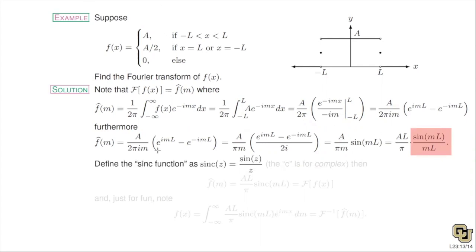So sine as in sine, and then c as in complex. So you'll see this function comes up in complex variables. The c part is for the word complex. So yeah, the sinc function is defined to be this sine of blah over blah. And so here I can write the Fourier transform of f of x as al over pi times the sinc of ml.